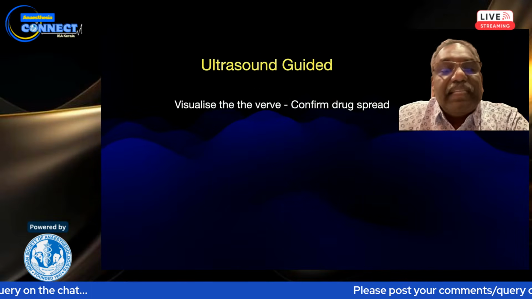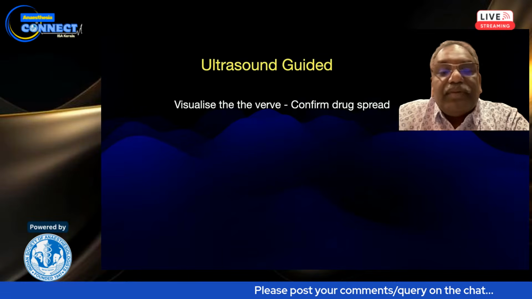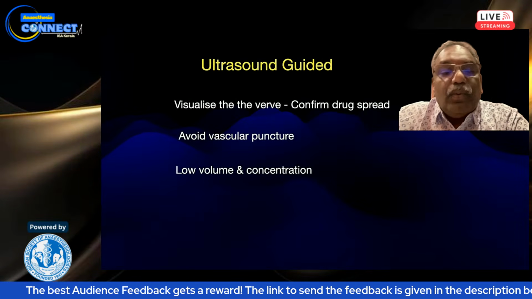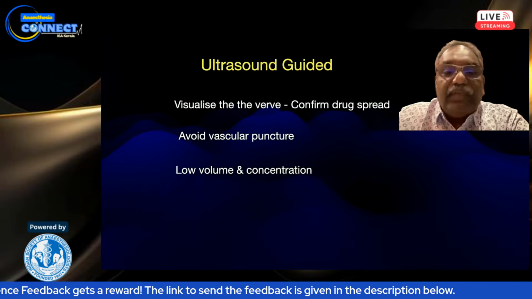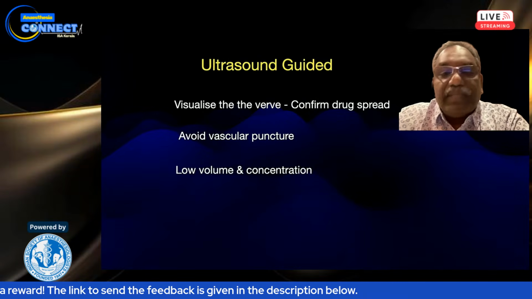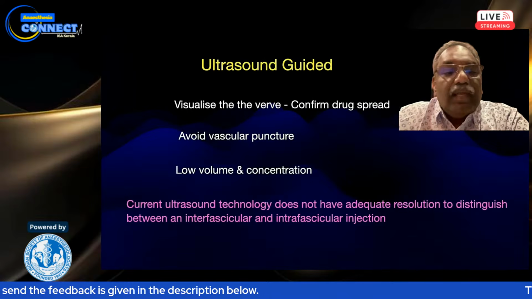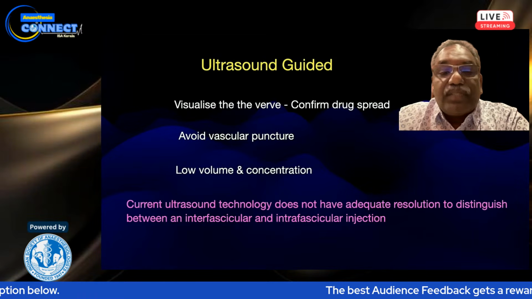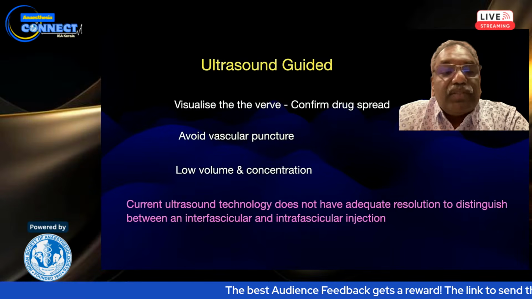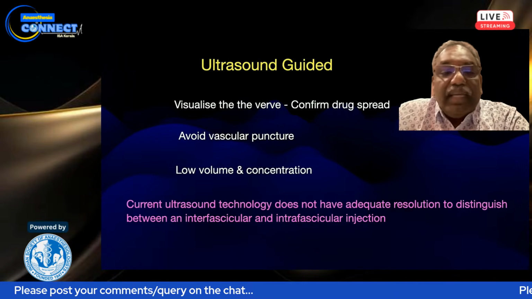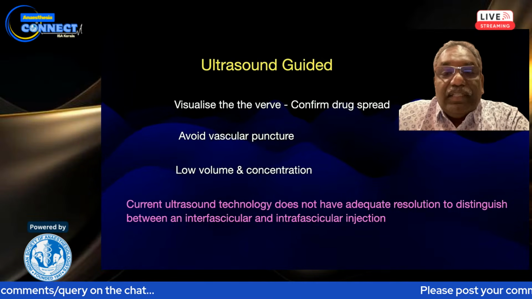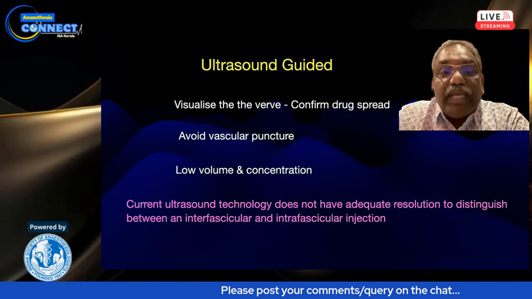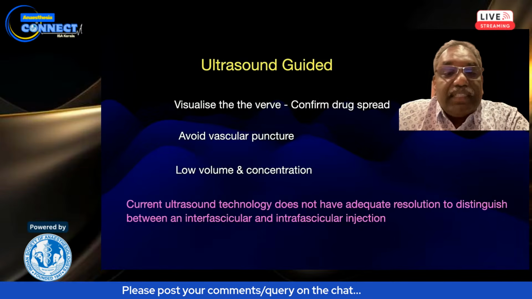Ultrasound guided techniques can visualize the nerve and confirm the drug spread also, avoid the vascular puncture, and allow low volume and low concentration. We can reduce the volume and concentration with the ultrasound. But there is a caveat there. The current ultrasound technology does not have an adequate resolution to distinguish between the interfascicular and intrafascicular injection. This point must be very clear that at any cost we have to avoid the intrafascicular injections.